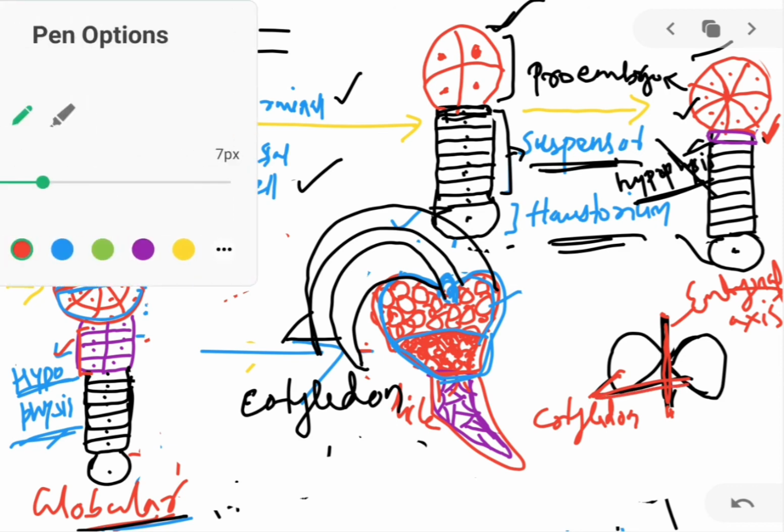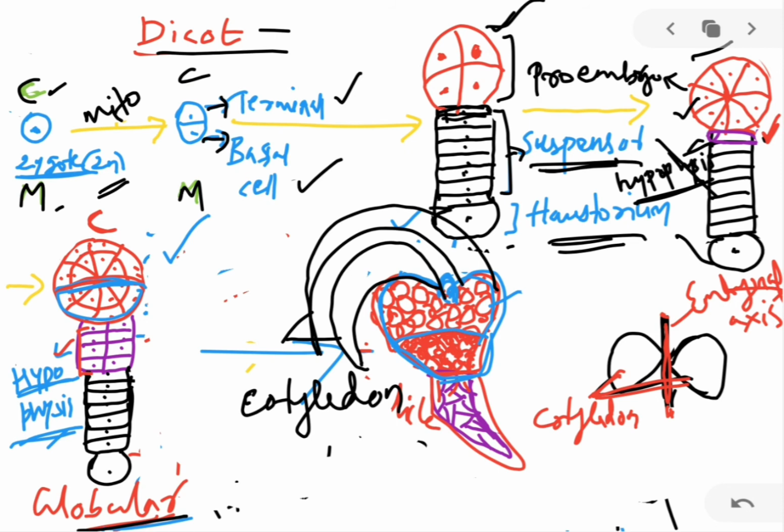Now a few more things are there. This tip region on this embryonal axis, and there is a lower tip on this embryonal axis. This tip is termed plumule. What is the fate of plumule? In future, the plumule is going to be the shoot. And what about this one? This structure is termed radicle. So we can write here, plumule is going to become the shoot in future, and this radicle is going to become root.